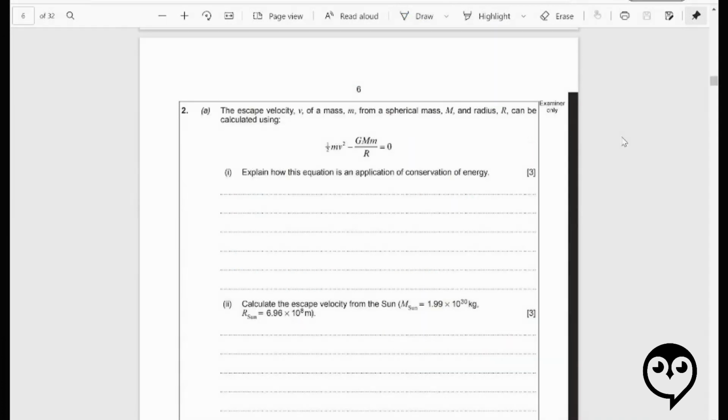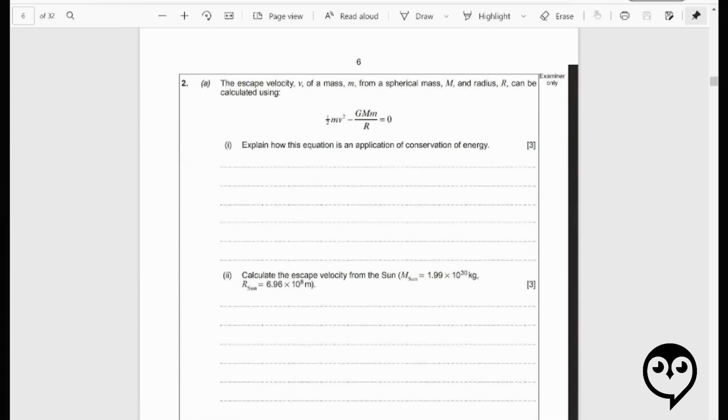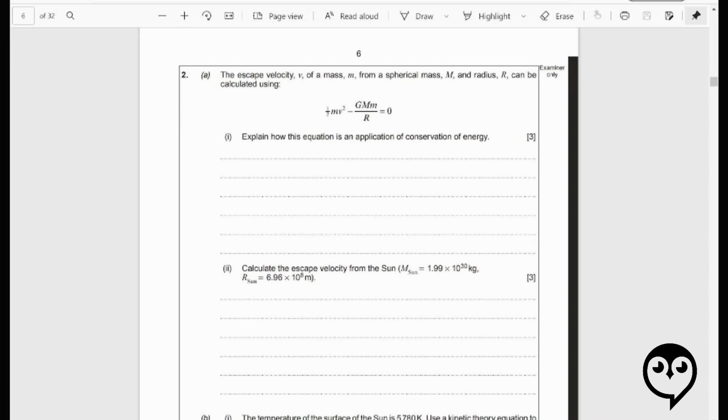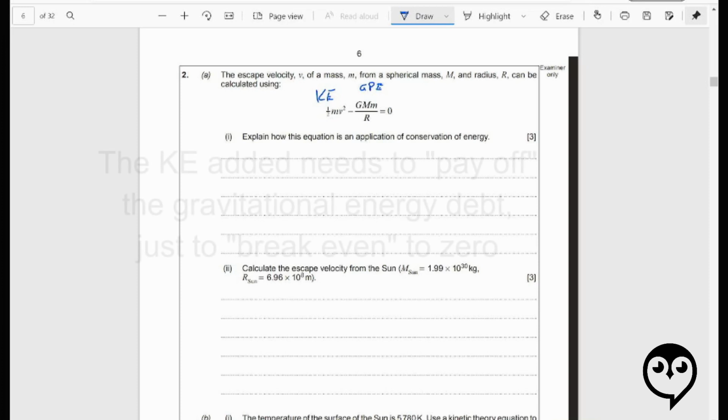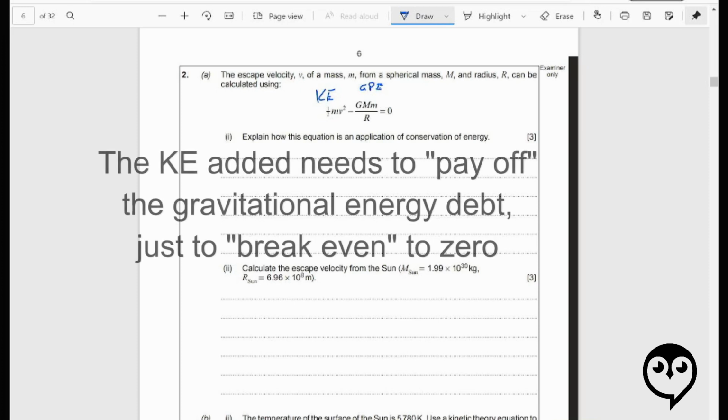Okay, this is from the WJEC. It's the Unit 4. It's from 2018, and we've got a question about escape velocity here. Explain how this equation is an application of the conservation of energy. For 3 marks. Okay, well, we can explain that we've got the kinetic energy and the gravitational potential energy. Okay, and the total equals 0. Now you can interpret this several ways. I suppose you could say, hey, the sum of them equals 0, and that means their total must also equal 0.